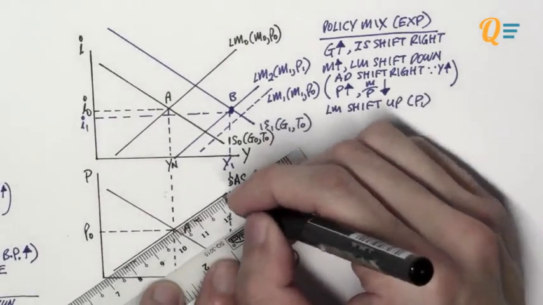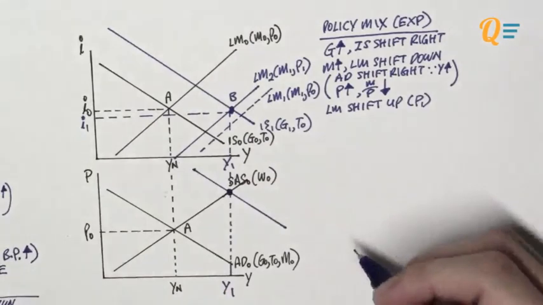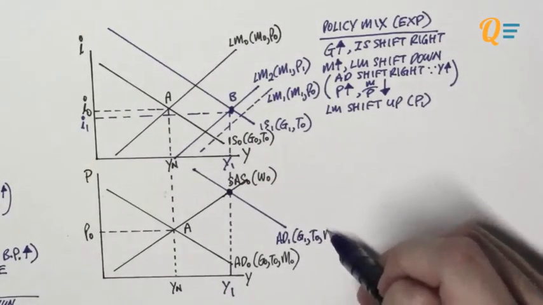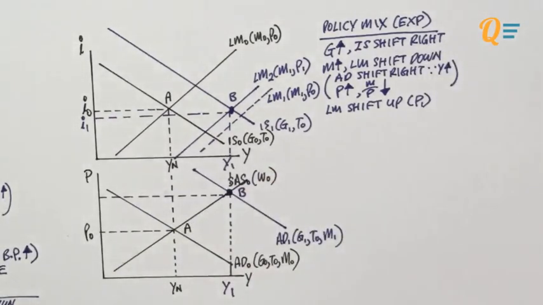So what's going to happen now is that my AD curve is going to have to shift right so that my AD-AS model follows the equilibrium in the IS-LM model. So I've got AD1 reflecting a new government spending level and a new nominal money supply level. So point B also gives me a higher price level of P1, which is already reflected in LM2.